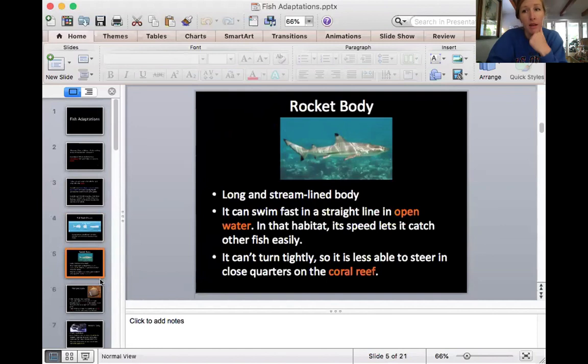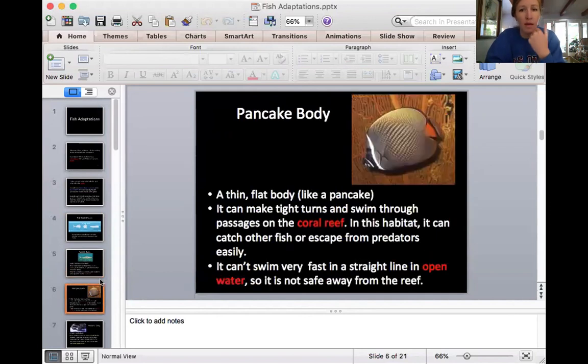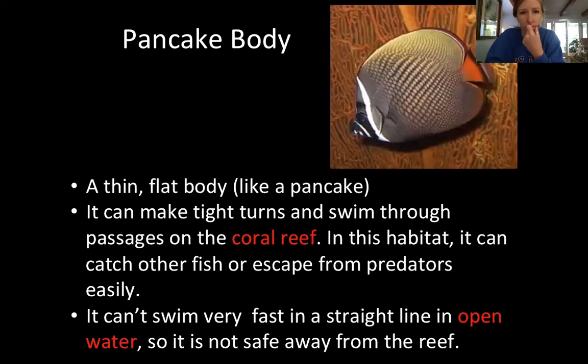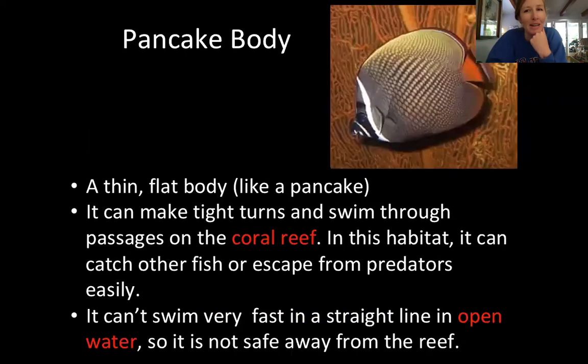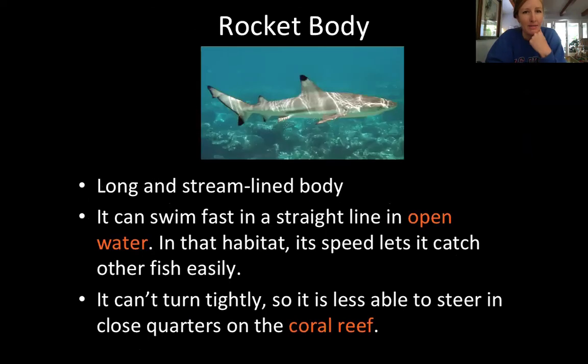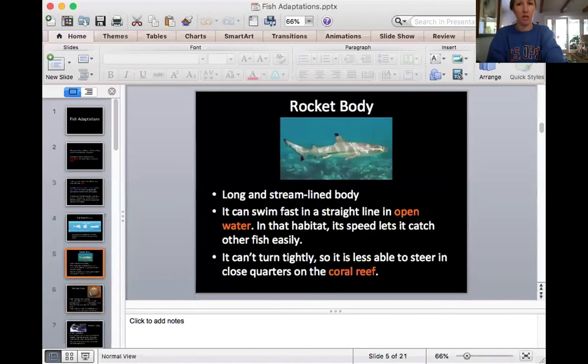I'll flip through the other bodies so you can get any information you need. Just be sure to pause really quickly. We have the pancake body, the noodle body. I think those were the only bodies. So noodle body, pancake body, rocket body. And I'm writing its speed lets it catch other fish easily.